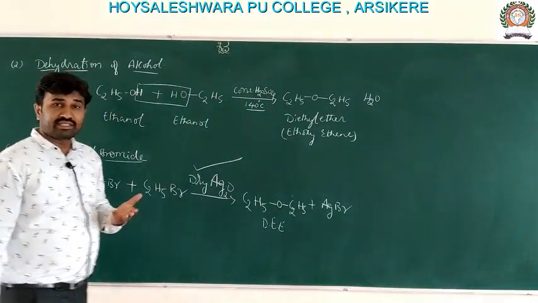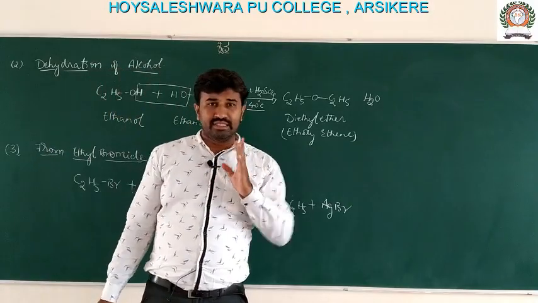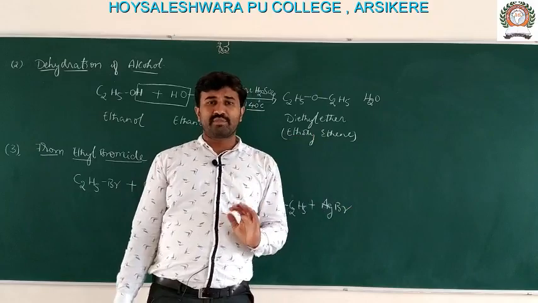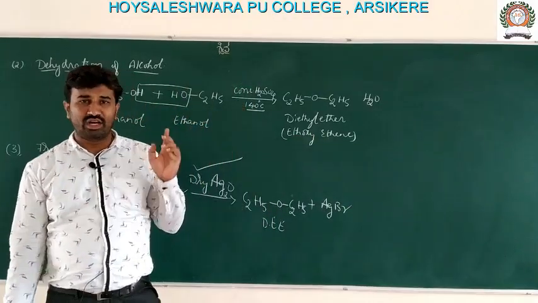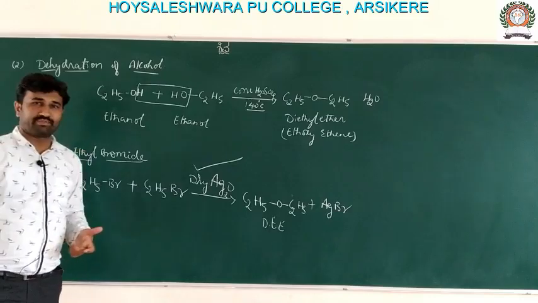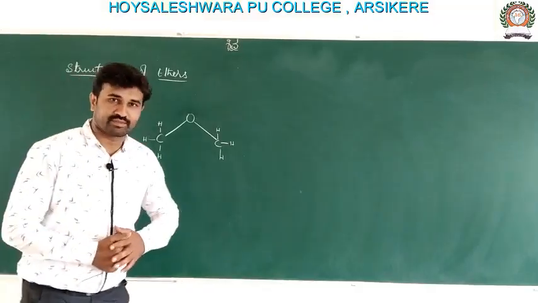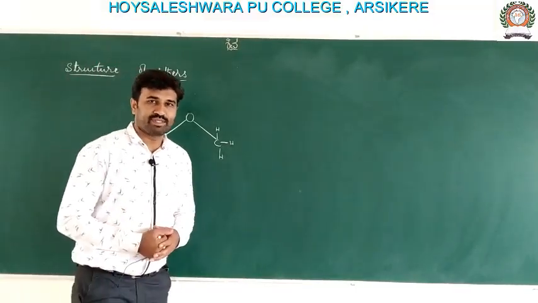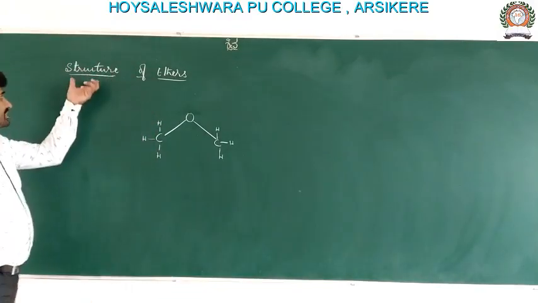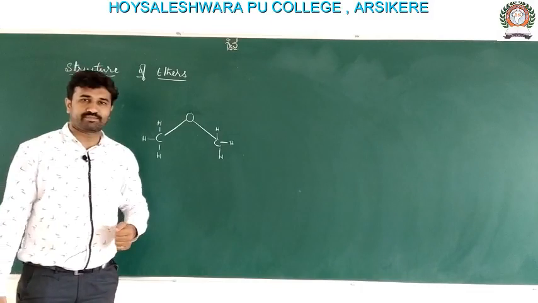So, up to now we discussed three methods for the synthesis of ethers. One is Williamson's reaction, the second method is dehydration of alcohols, and the third one is from ethyl bromide. After the completion of the synthetic methods of ethers, let us discuss the structure of ethers.